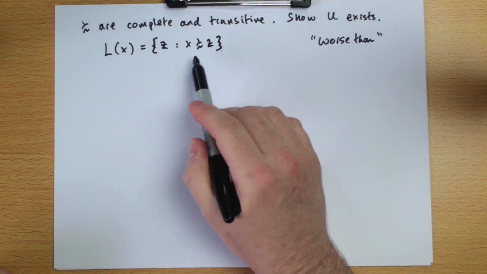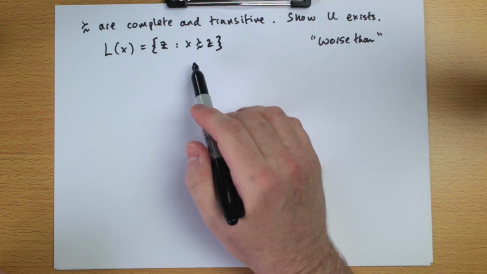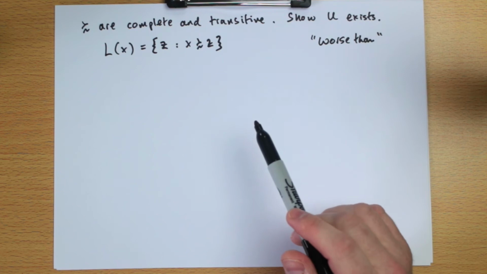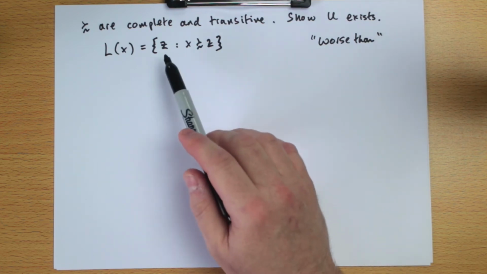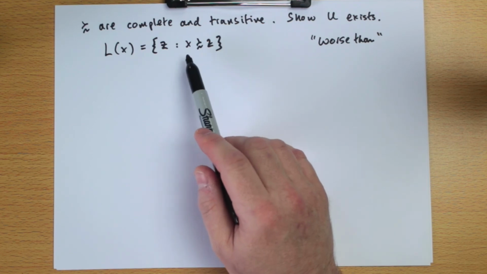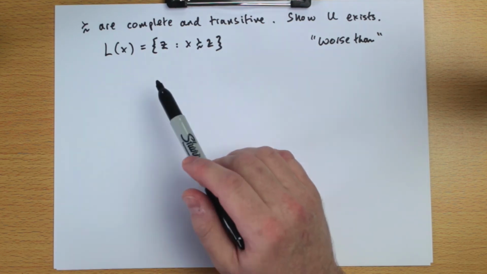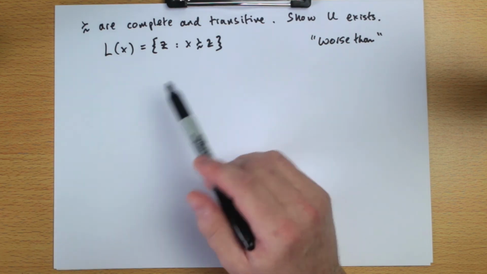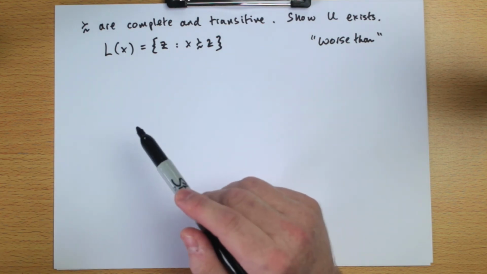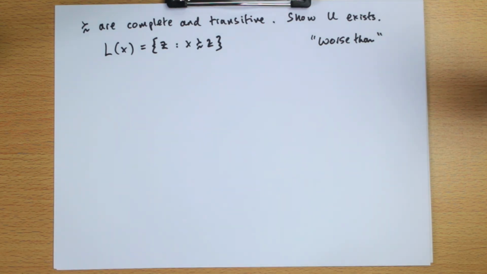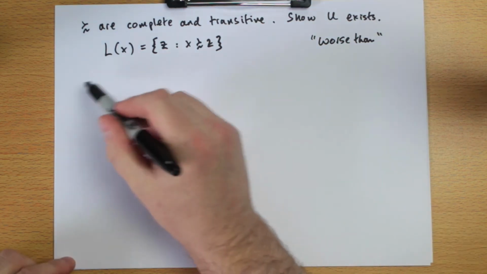I can take any outcome and construct this set. And because preferences are complete and transitive, essentially each Z will either belong to the worse than set or the better than set. If it belonged to both, that would be an indifference. So we can define these things because preferences are complete and transitive.